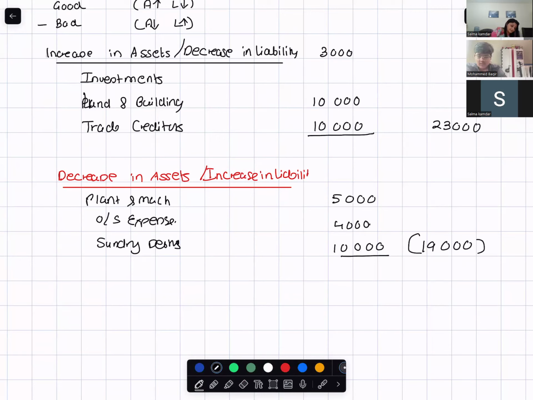This all is subtracted. If it's a positive, what is it? Gain on revaluation. And if it's negative, then it is a loss on revaluation. What was the gain on revaluation of how much? Gain on revaluation is of 3,000... 4,000.